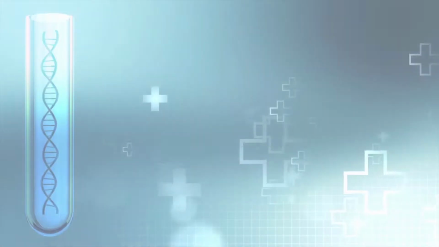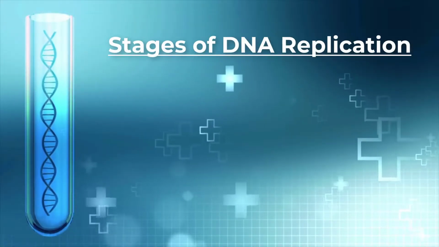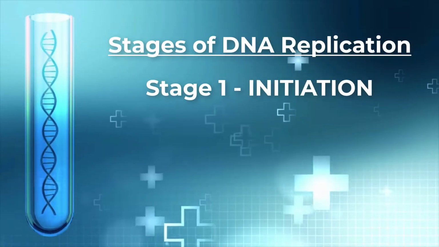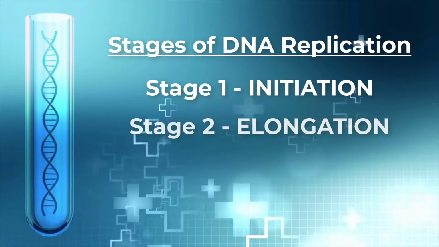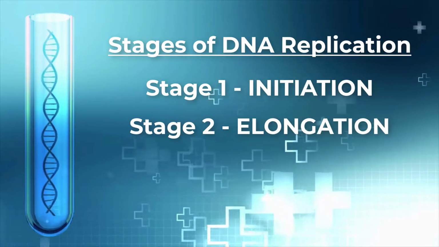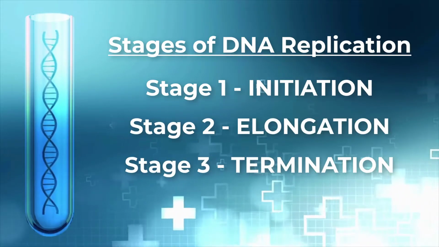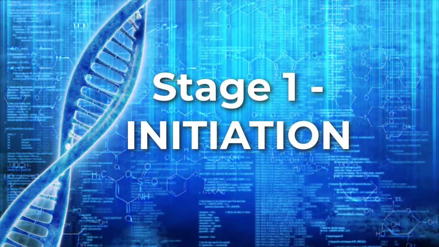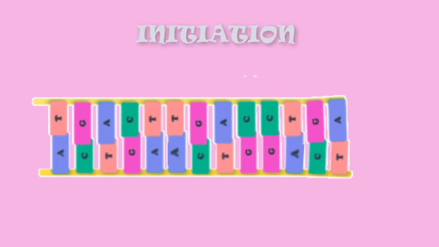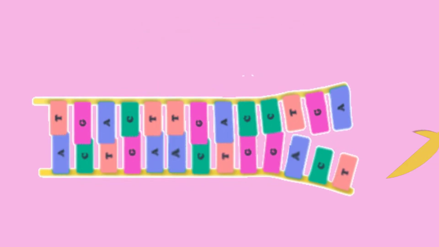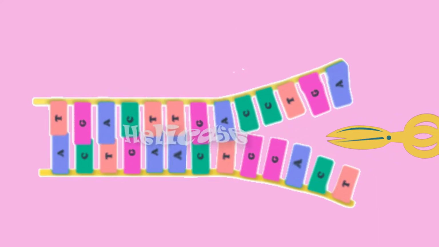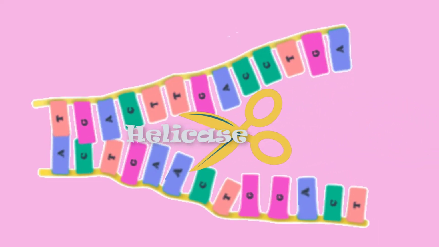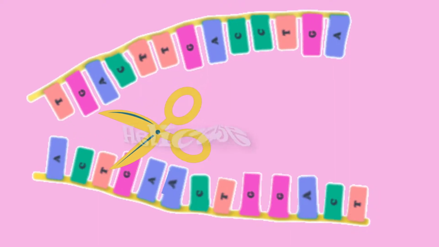DNA replication can be broken down into three stages. Stage 1 is initiation, Stage 2 is elongation, and Stage 3 is termination. Stage 1, initiation. In initiation, the two complementary strands are separated. Special enzymes, including helicase, untwist and separate the two strands of DNA.